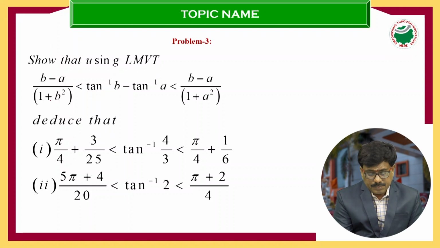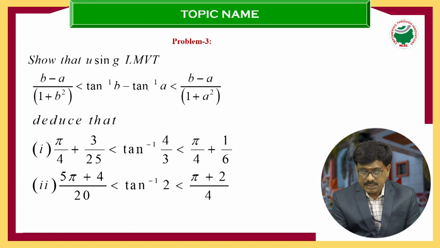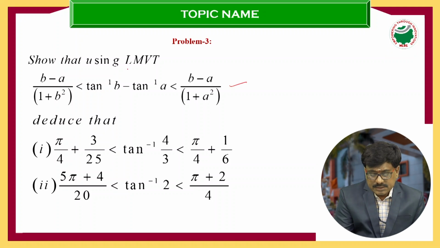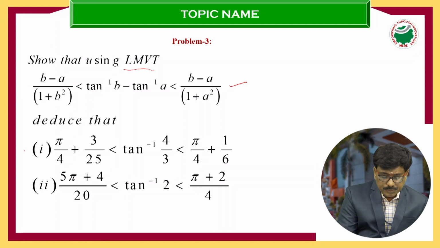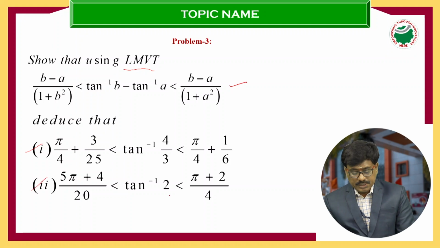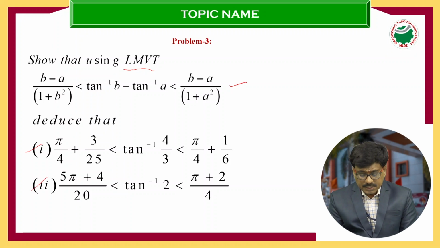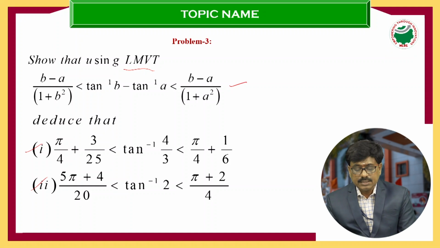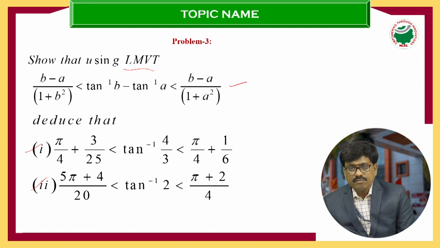B minus A by 1 plus B square less than tan inverse of B minus tan inverse A less than B minus A by 1 plus A square. This is one condition. We are going to apply what? Lagrange's mean value theorem. Using this inequality condition, we are going to prove tan inverse of 4 by 3 lies in between, and also tan inverse of 2 in between pi by 5 plus 4 by 20 less than pi plus 2 by 4. This is the second condition about Lagrange's mean value theorem.